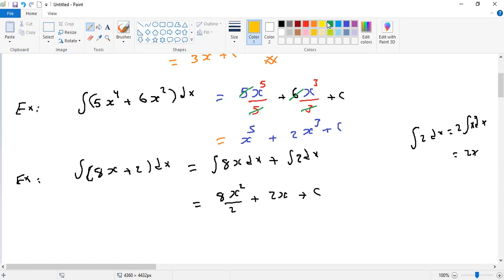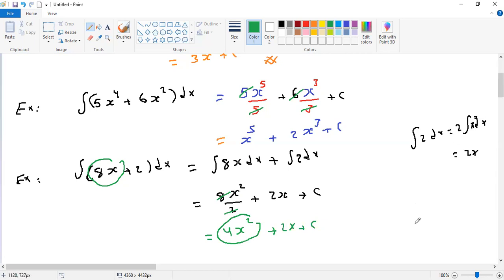Now, cancel 8 with 2, which will be 4. So the answer is 4x squared plus 2x plus constant. Now the derivative of 4x squared is 8x: 2 by 4, 8, and 2 minus 1 is 1. So the integral of 8x will be 4x squared. Why? Because 8x, n plus 1, there is no number, meaning 1, so it will be 2 over 2. What about 2? 2 will be 2x, plus constant.